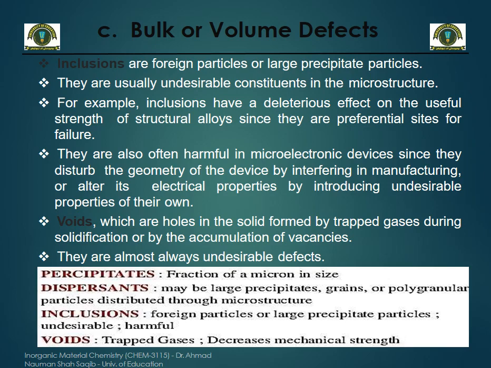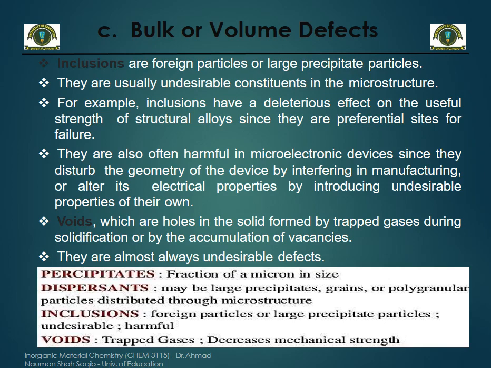Now the fourth one is voids. Voids are actually holes in solids formed by gases trapped during solidification. When we suddenly cool a liquid or other material, it results in the interruption or trapping of gases in the solid structure. These trapped gases form holes in the crystal structure, or voids form by the accumulation of vacancies. They are almost always undesirable defects.